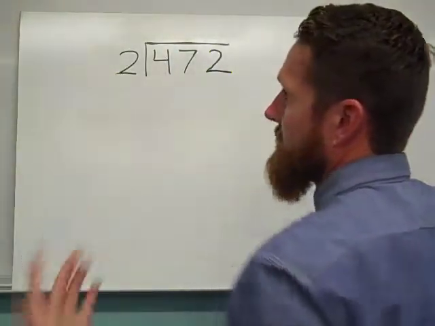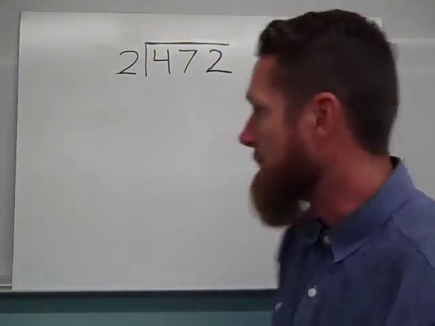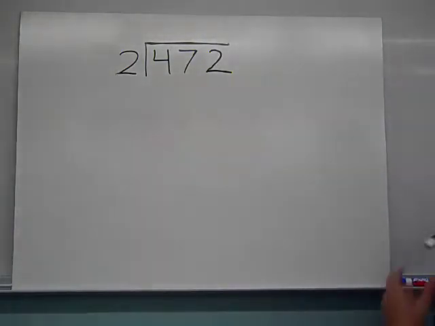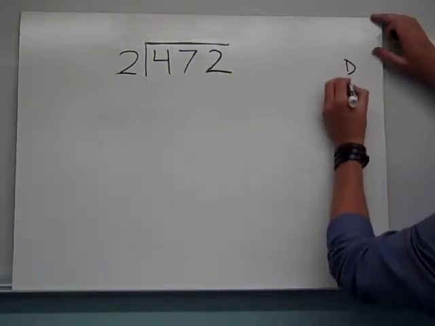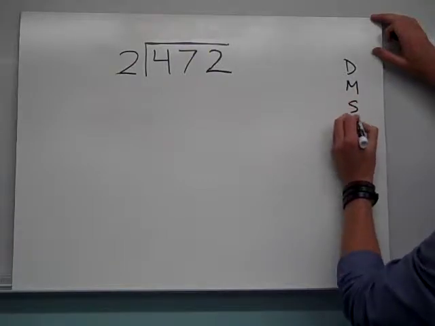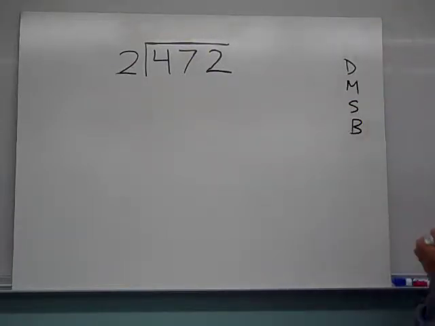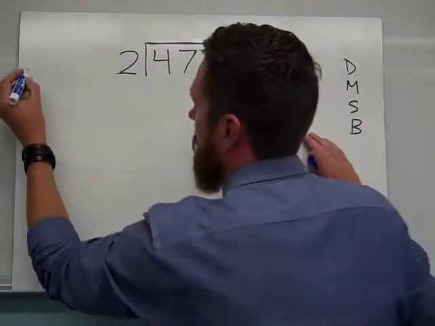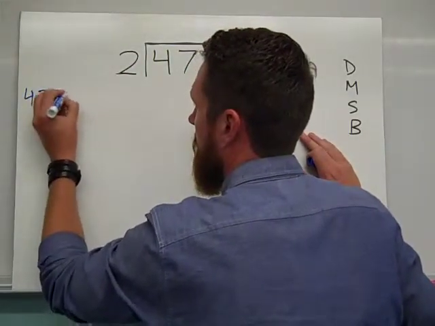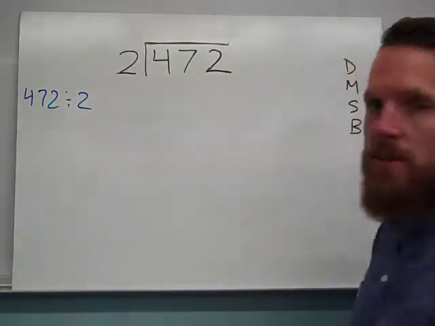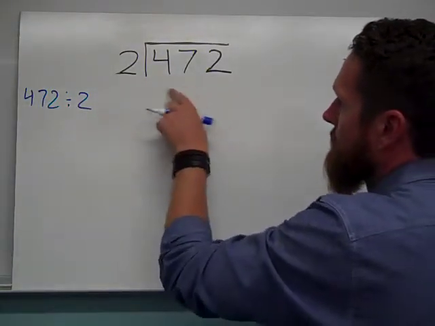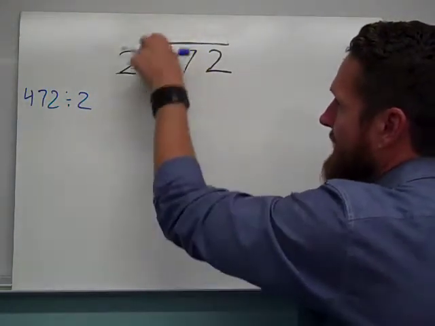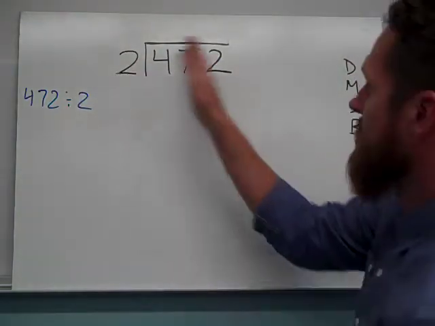So we're going to do some division and walk through the steps. I'm going to go ahead and use the daddy, mama, sister, brother kind of thing. And this is just repeated over. So here we go. First thing you do, you've got 472 divided by 2. That looks like this when it's written out. To do the math, you put the 472 inside the house, the division bar.